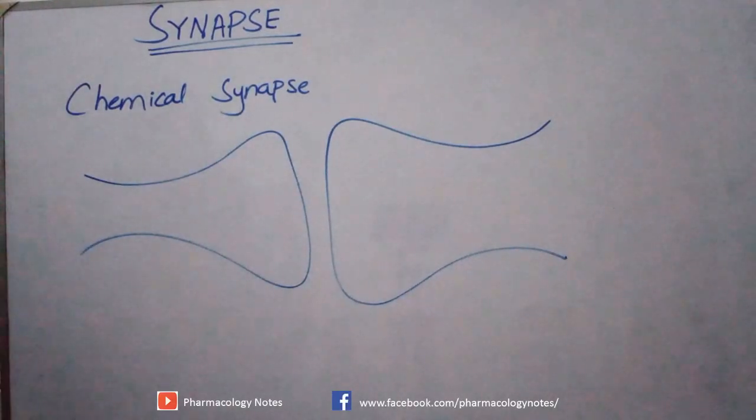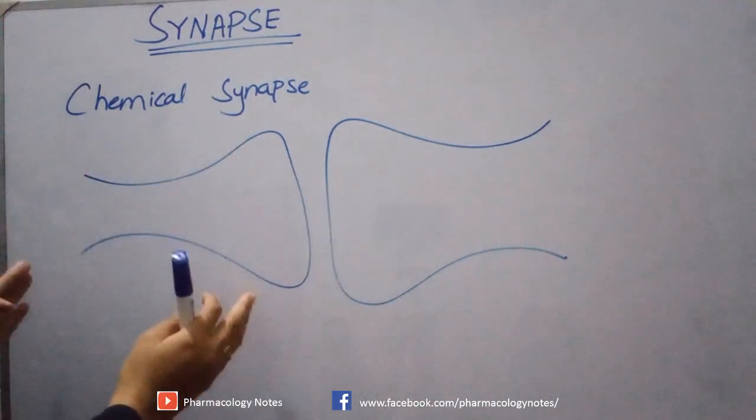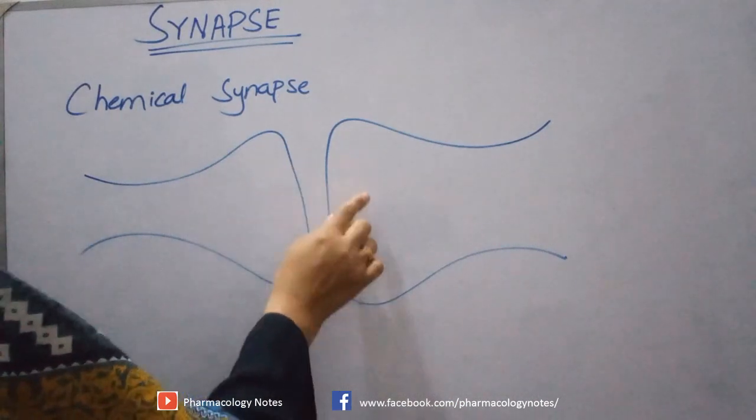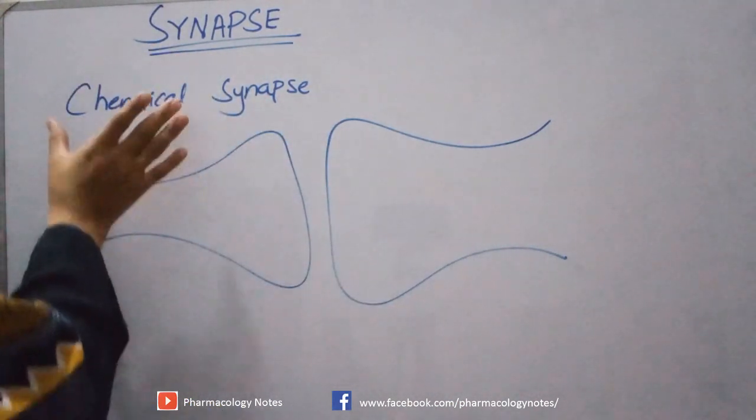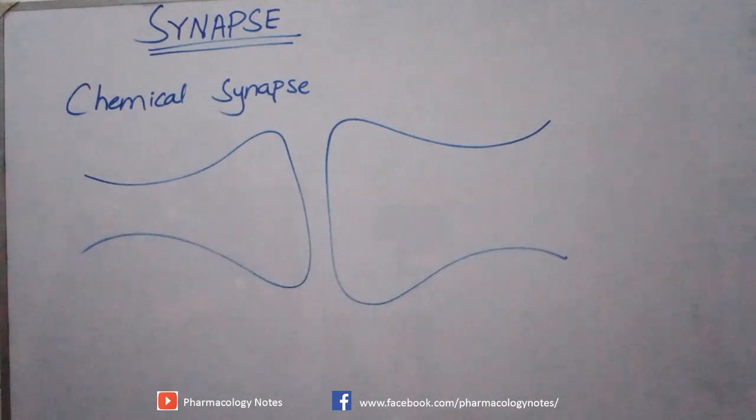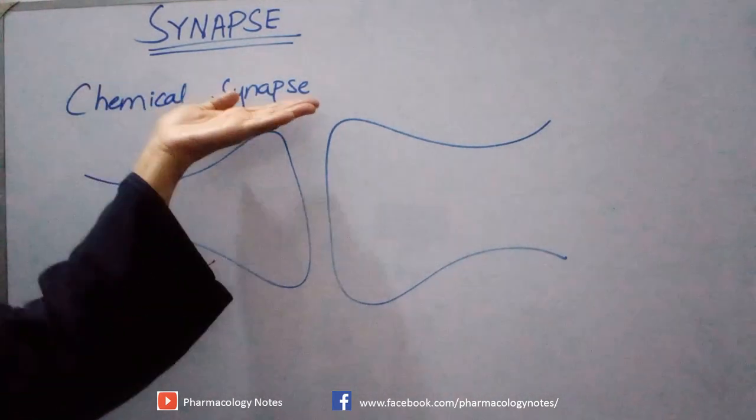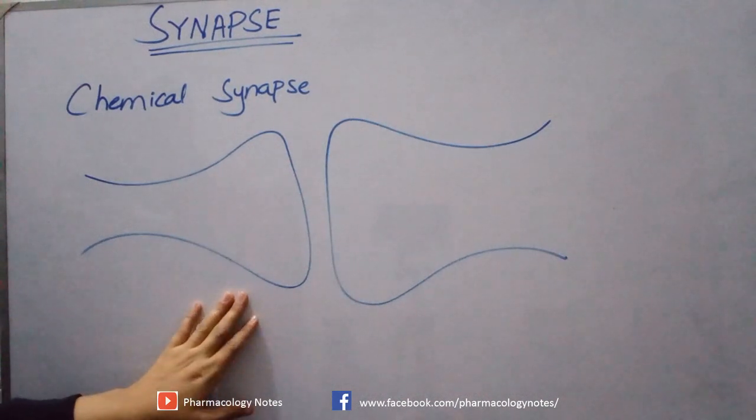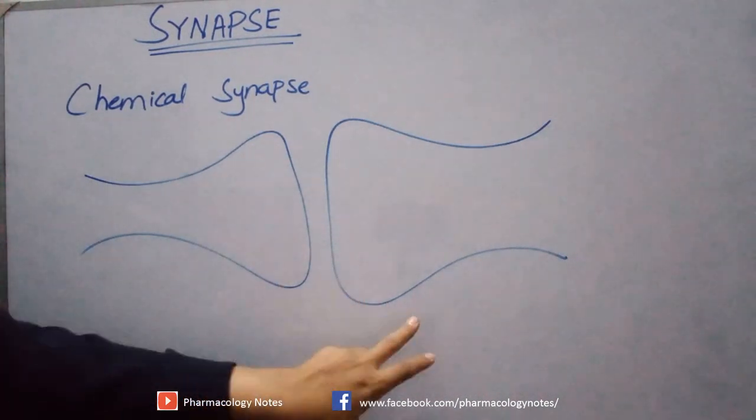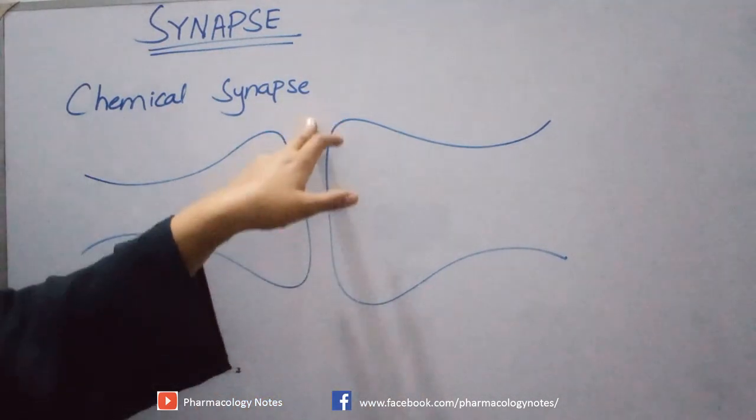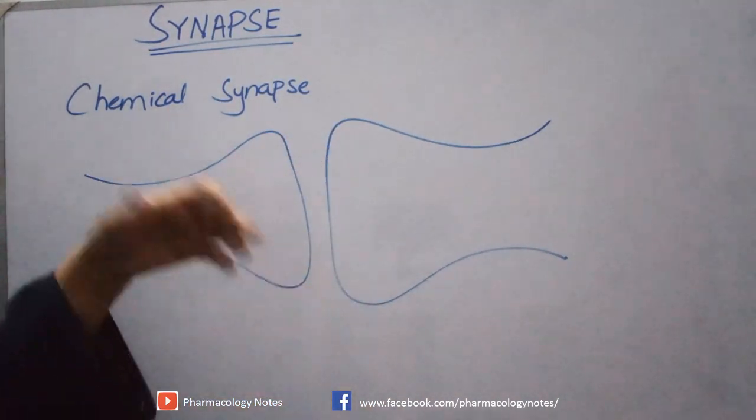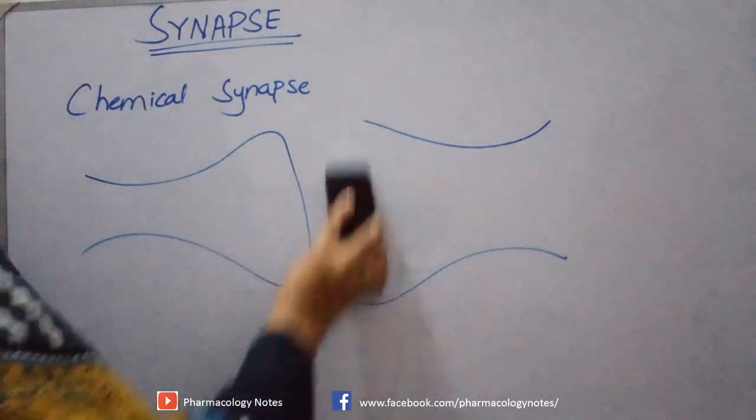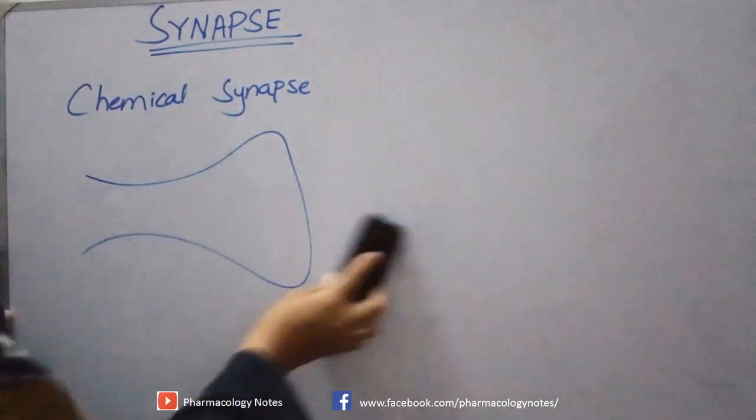Presynaptic neuron and postsynaptic neuron. Between this presynaptic neuron and postsynaptic neuron, when the communication occurs through the release of chemicals, then this synapse is termed a chemical synapse. It means that when the presynaptic neuron wants to communicate with the postsynaptic neuron, the chemical will move through this junction and transfer the information to the postsynaptic neuron.